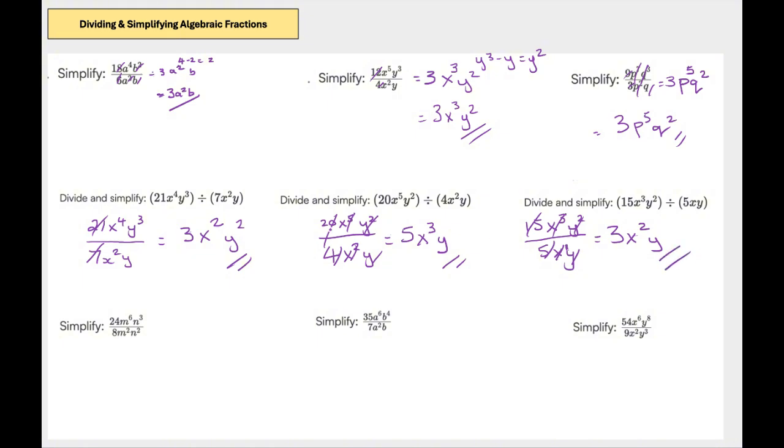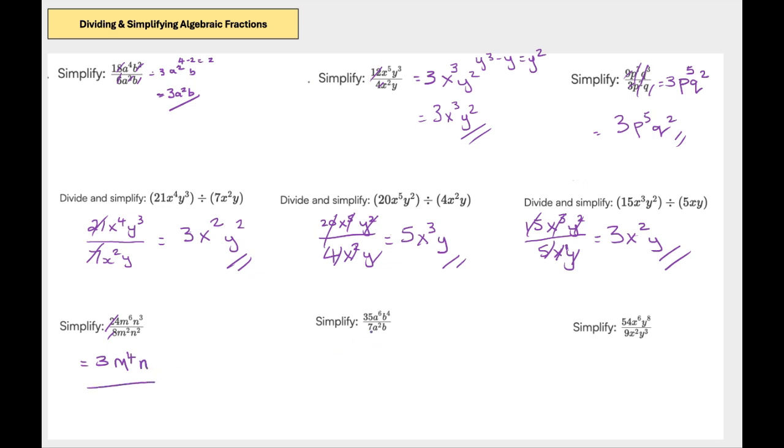And now we're just going back into normal format. So I've got 24 and 8. 8 into 24 goes 3 times. Then I've got m to the power of 6 and m to the power of 2. So 6 minus 2 gives us m to the power of 4. And then we have n to the power of 3 subtract n to the power of 2, which gives us n on its own.